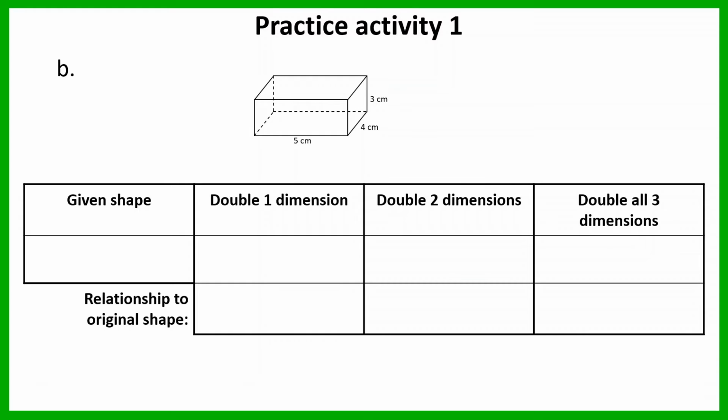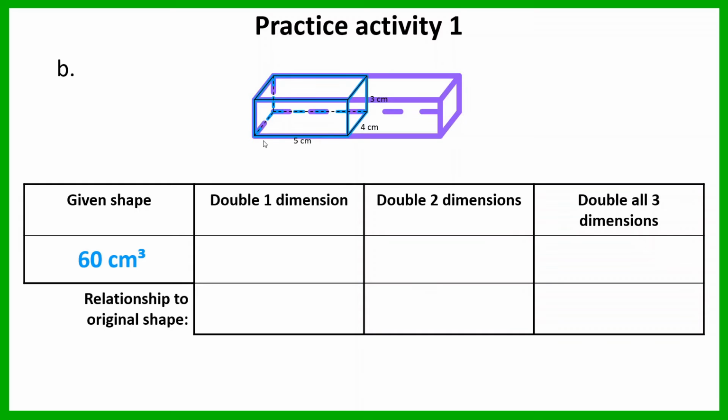Okay, so let's go through what you should have got. So first of all, when you work out the volume of the original shape that you were given, you should have found if you multiply 5 by 4 by 3, you should get 60 centimeters cubed. Then when we double one of the dimensions, we're going to have over here 10 by 4 by 3. That gives us 120 centimeters cubed, which has a relationship to the original one where we multiplied by 2.